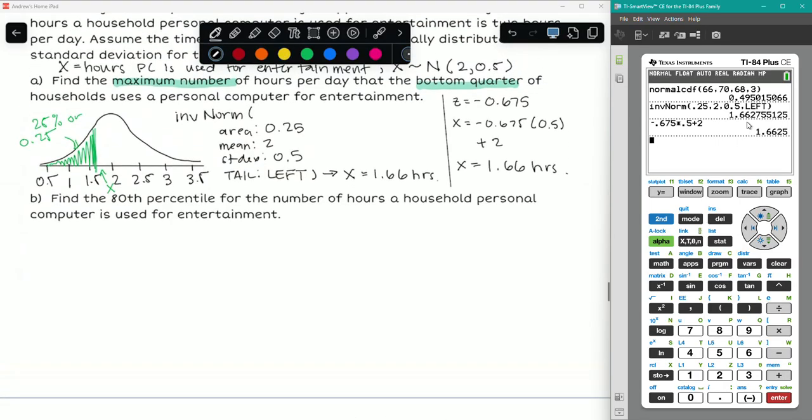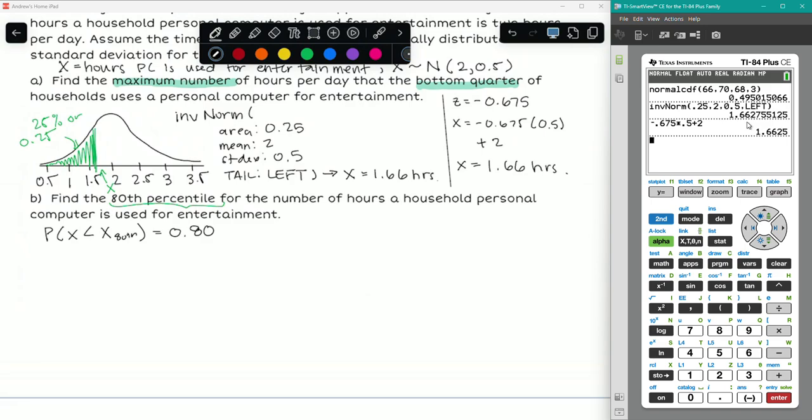The next one says, find the 80th percentile for the number of hours a household personal computer is used for entertainment. So remember that the 80th percentile is the data value for which 80% or less of the data values are at that value. In other words, what they're saying is that P(x less than the 80th percentile) is equal to 0.8, or 80%.